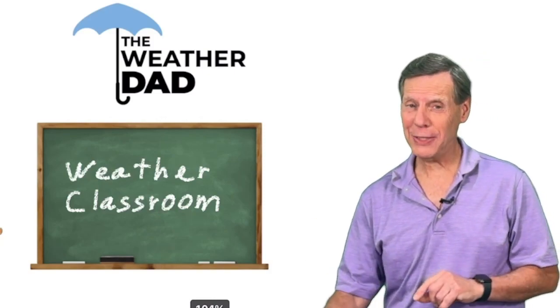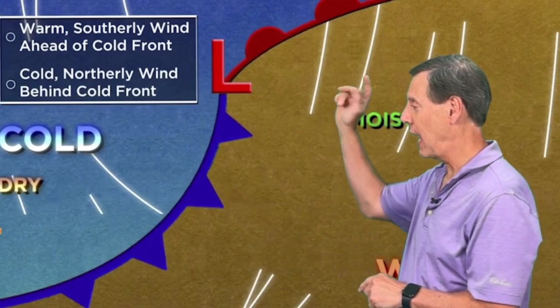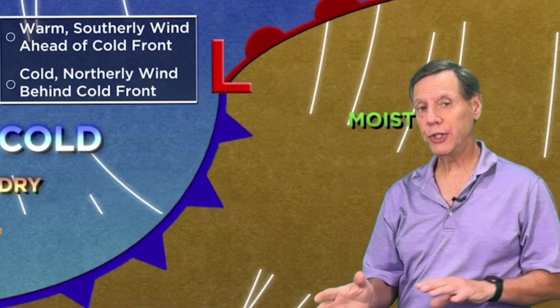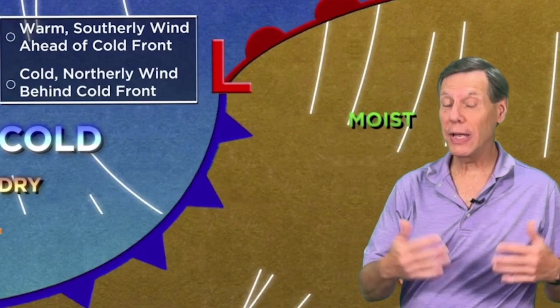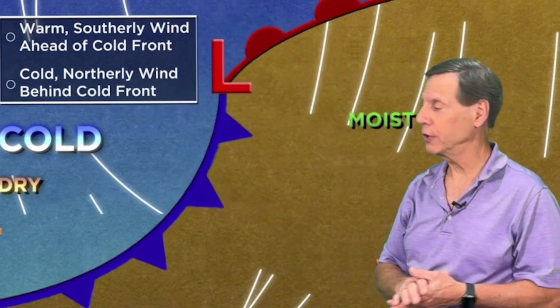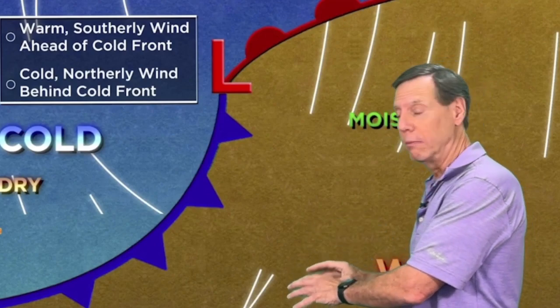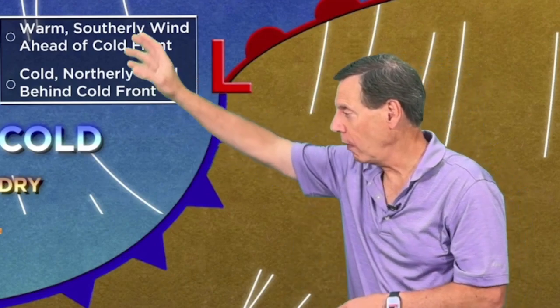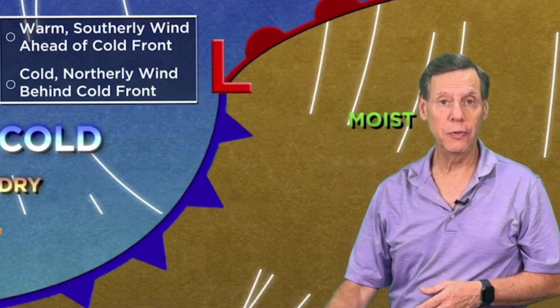On today's Weather Classroom, we're going to be talking about cold and warm fronts. Now, they're associated with low pressure systems, and here in the northern hemisphere, we have a counterclockwise rotation around a low pressure system, which means warm, moist air moves from the south to the north, and cold air drives down from the north to the south.